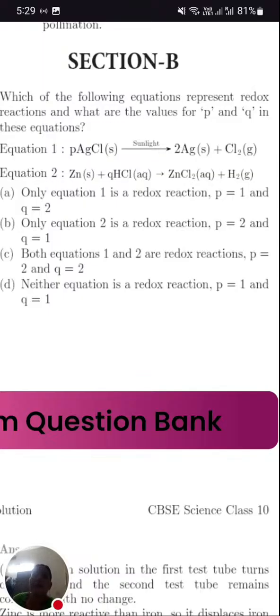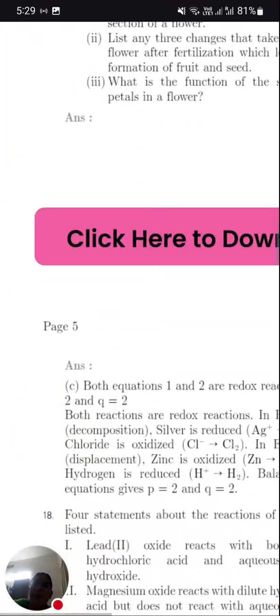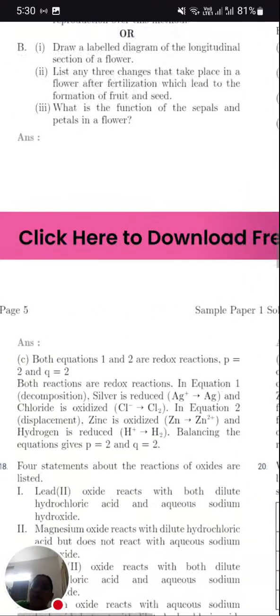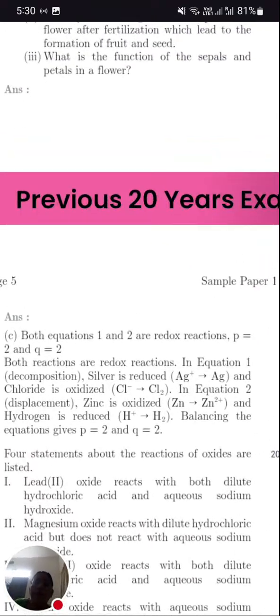Only equation 1 is redox. Balancing, all of you know, you can do balancing on your own by counting the numbers. Answer is both equation 1 and 2 are redox reactions. So how do you analyze that both are redox reactions? Here no oxygen and hydrogen is given. So if oxygen and hydrogen are not there, we count the electron exchange. So how many electrons are donated? Both the reactions are redox reactions.